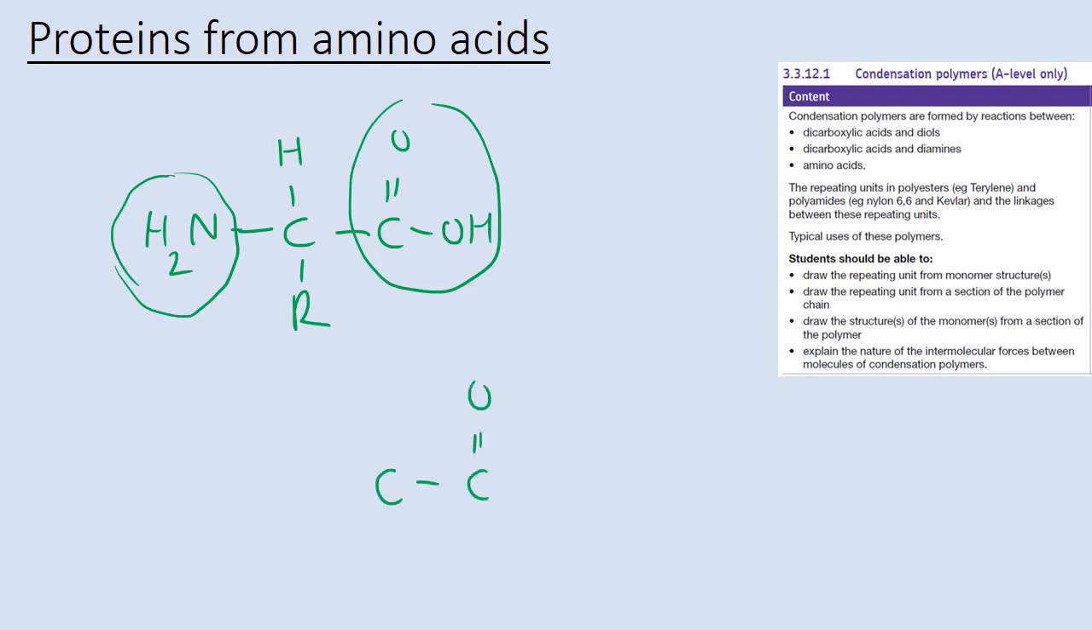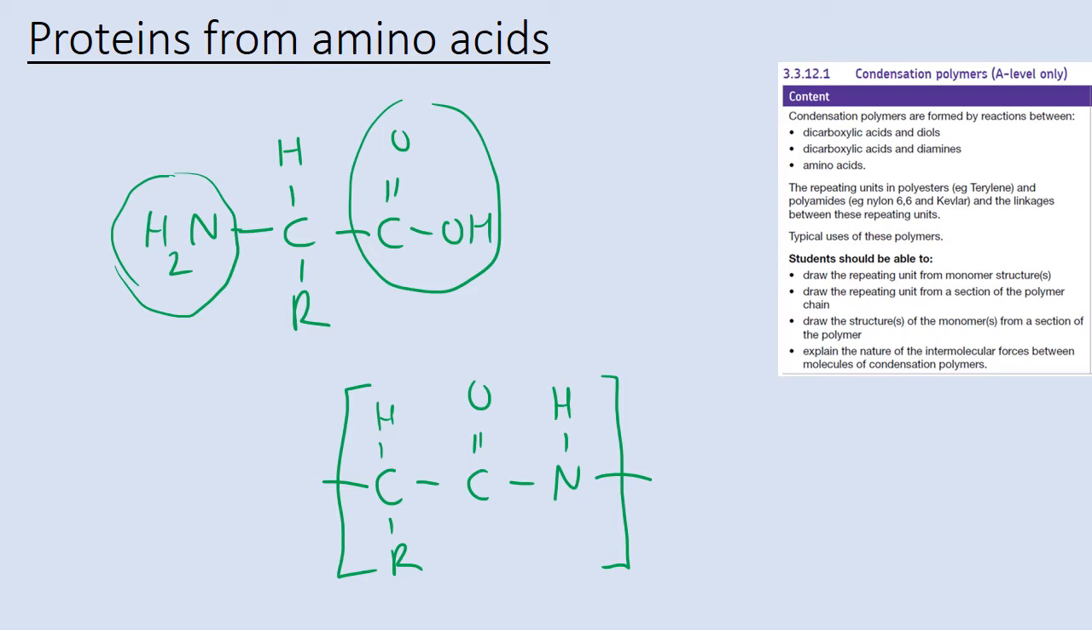So if you were to have lots of these, they can form amide links with themselves. That would just repeat over and over and over. They could just join end on end on end. Now, the likelihood is in proteins you have several different amino acids joined together, so it won't just be the same one. And that's what proteins are.